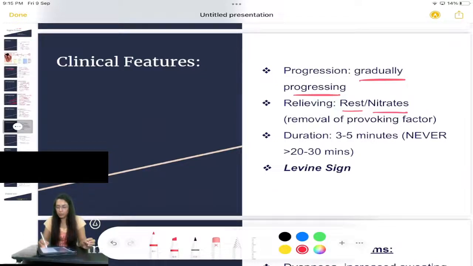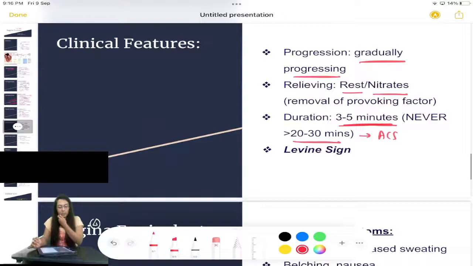It usually lasts 3 to 5 minutes. Very characteristically, it lasts 3 to 5 minutes. It is never more than 20 to 30 minutes. If it lasts more than 20 to 30 minutes, it is described as ACS, that is acute coronary syndrome.